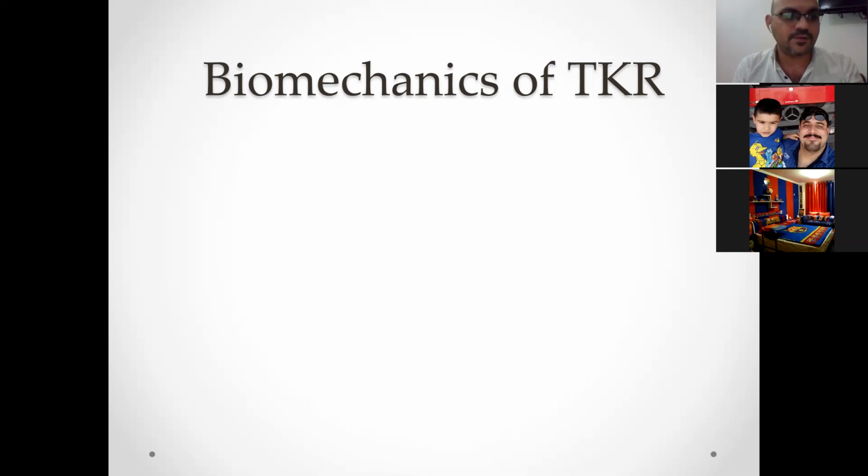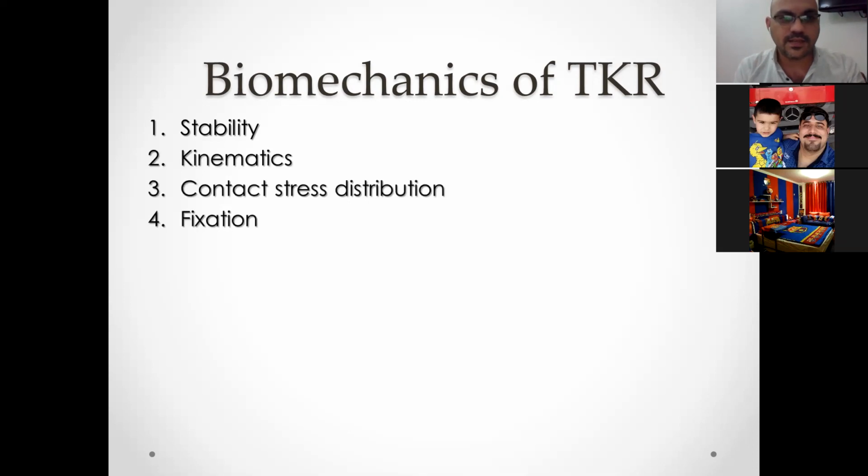And how about now the biomechanics of total knee arthroplasty? The principal goals of the total knee are to alleviate pain and restore full range of motion. So in order to restore this, we have 4 important things in the biomechanics of the knee. These are stability, kinematics, contact stress distribution, and lastly, fixation.